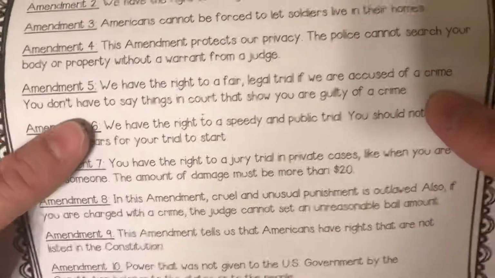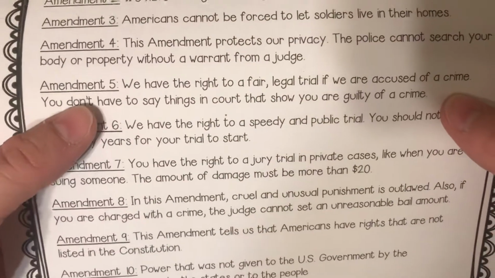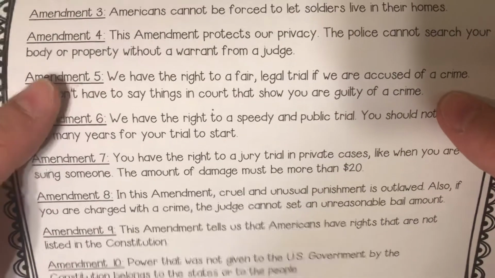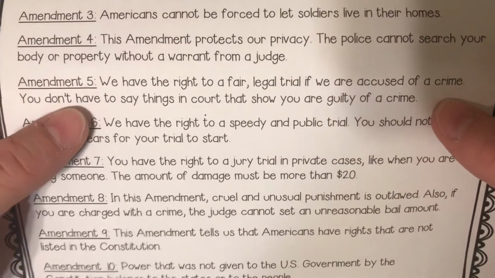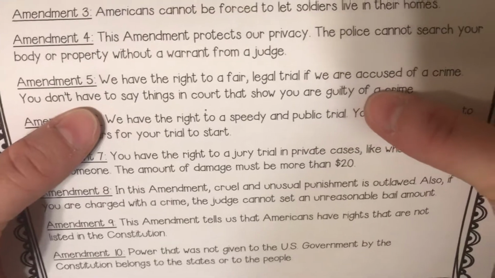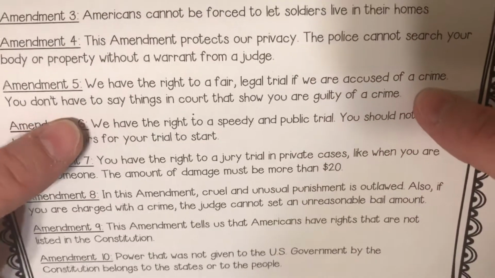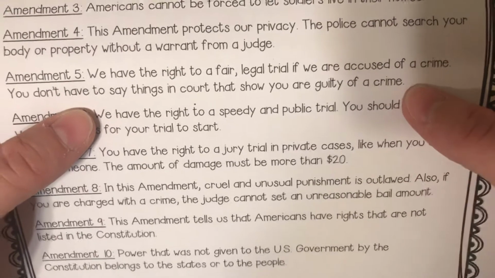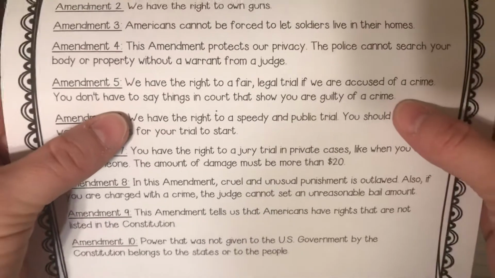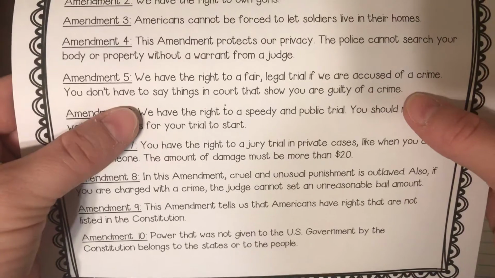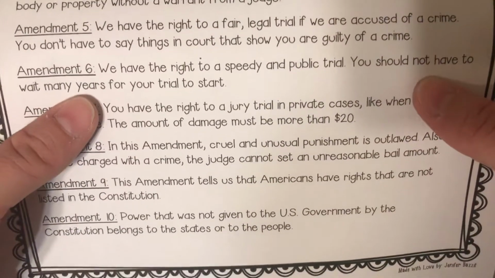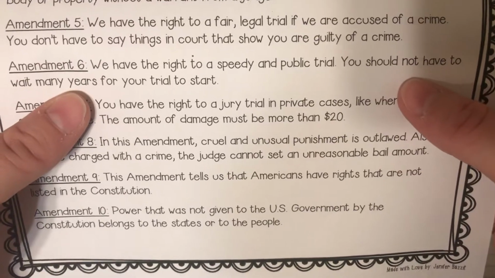Okay, number 5. This is a big one too. You can protect yourself from crime and you can plead the 5th. This is the 5th Amendment. We have the right to a fair, legal trial if we are accused of a crime. You don't have to say things in court that show you are guilty of a crime. Meaning if you want to keep that information to yourself, you can. It's up to you.